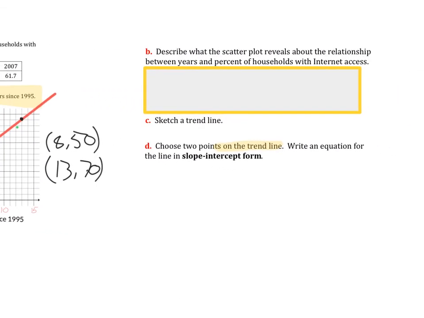All right. So let's see here. Sketch a trend line, just did that. Choose 2 points on the trend line, write the equation in slope-intercept form. Cool. So I've got my 2 points here, and that's what I'm going to use to write the equation in slope-intercept form.